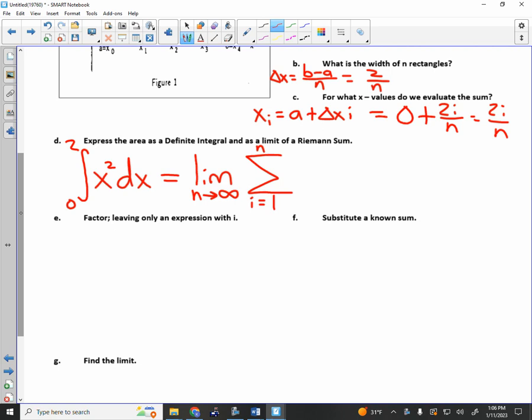Is it like the same equation, or are both sides equal to each other? They're equal to each other. It means the sum.